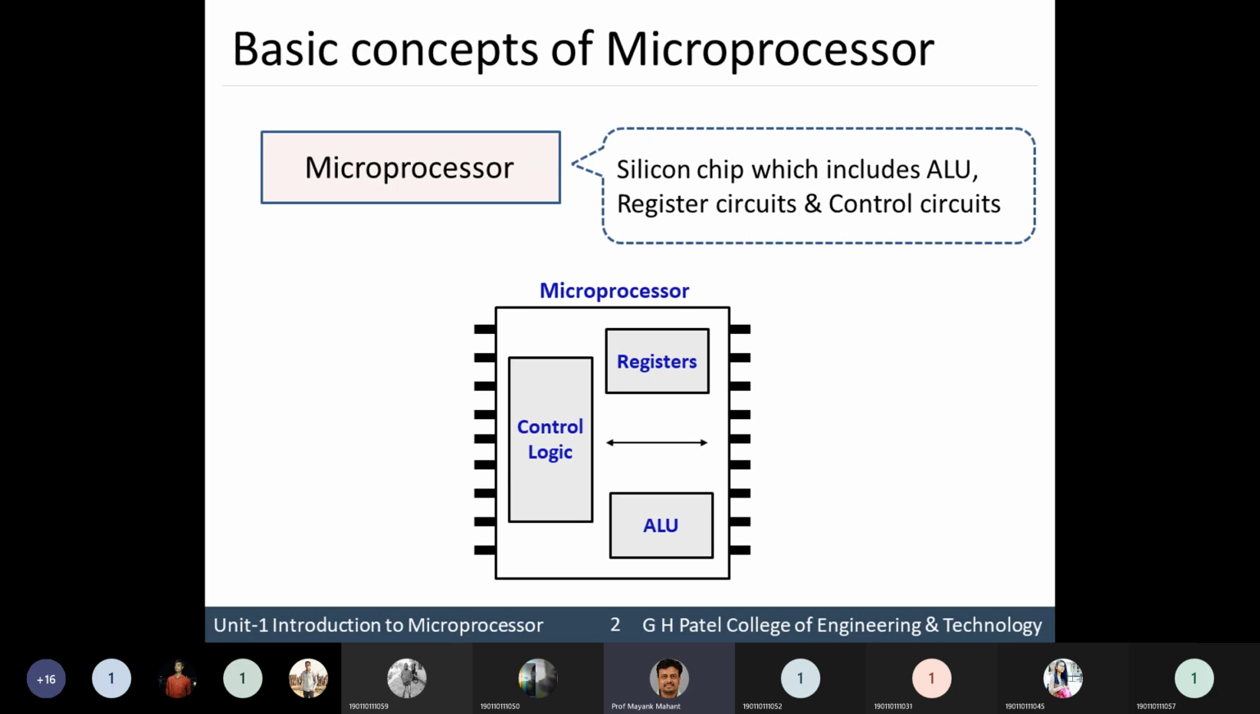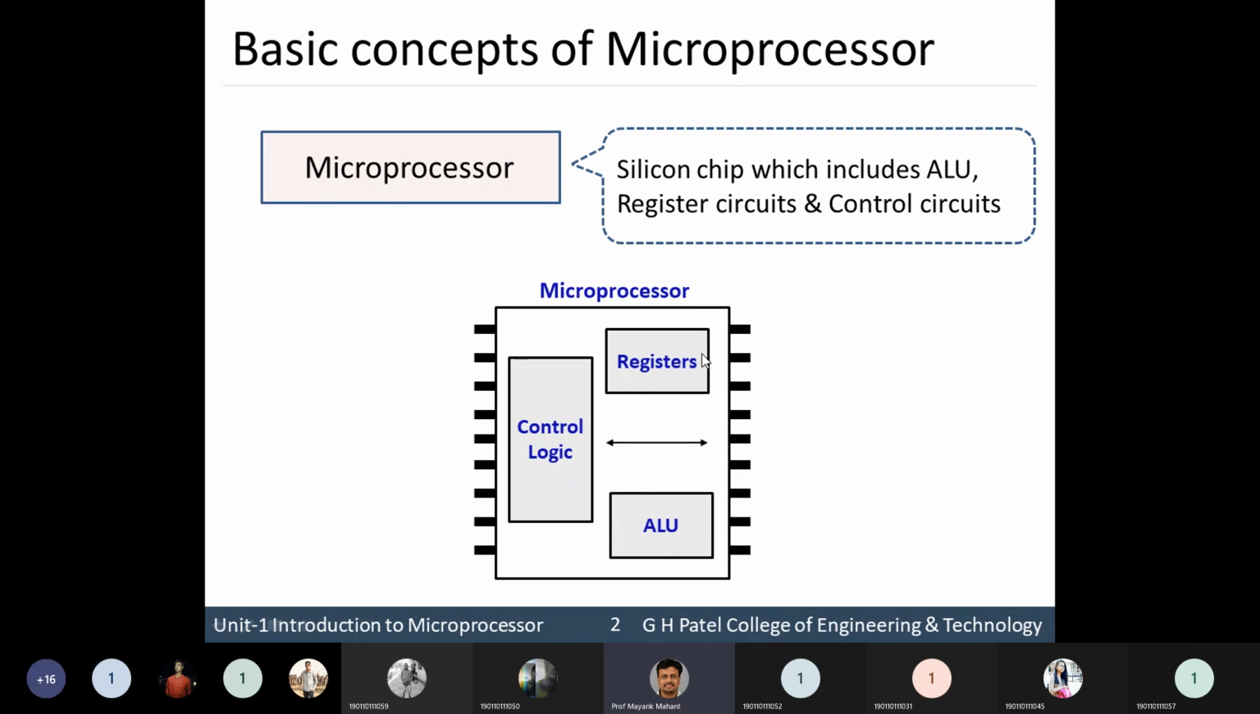Arithmetic means addition, subtraction, multiplication, division; all those are arithmetic operations. And logical operations we are all aware of: AND, OR, NOT, NOR, XNOR. All those are what we call logical operations. So the data needs to be processed. The place where the data is supposed to be processed is what we call an ALU, and it is the heart of any microprocessor.